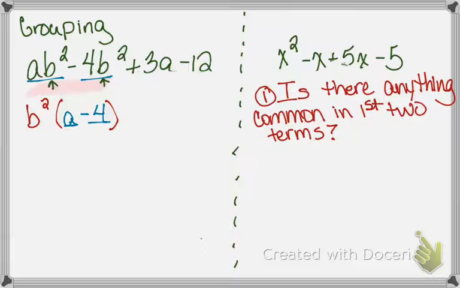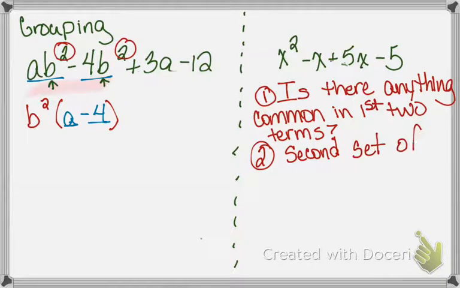Is there anything common in the first two terms? The second thing I do is I look at the second set of terms. You do not need a b because I've got b squared right here. Do you see that? That's a good question, though. So both of these are b squared, so I was able to take b squared out. Excellent, excellent eye. Second set of terms. I am going to do the same thing. The second set of terms.